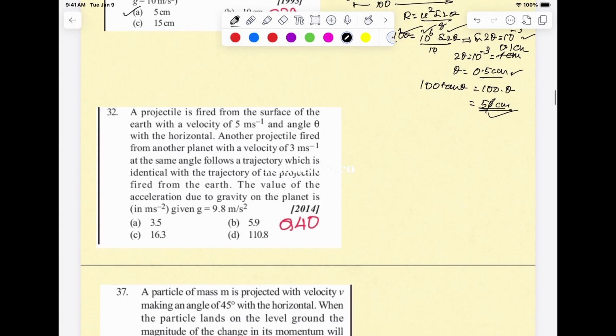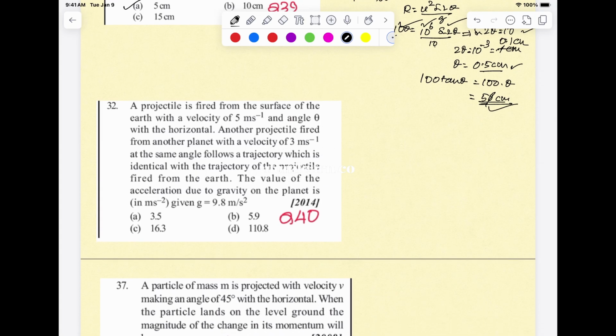A projectile is fired from the surface of Earth with a velocity of 5 meters per second at an angle theta. U equals 5, theta unknown. Another projectile is fired from another planet, where g dash is different, whereas on Earth g equals 10, let us say. With a velocity of 3 meters per second, u dash equal to 3, and at the same angle theta, it follows a trajectory which is identical with the trajectory of the first projectile.